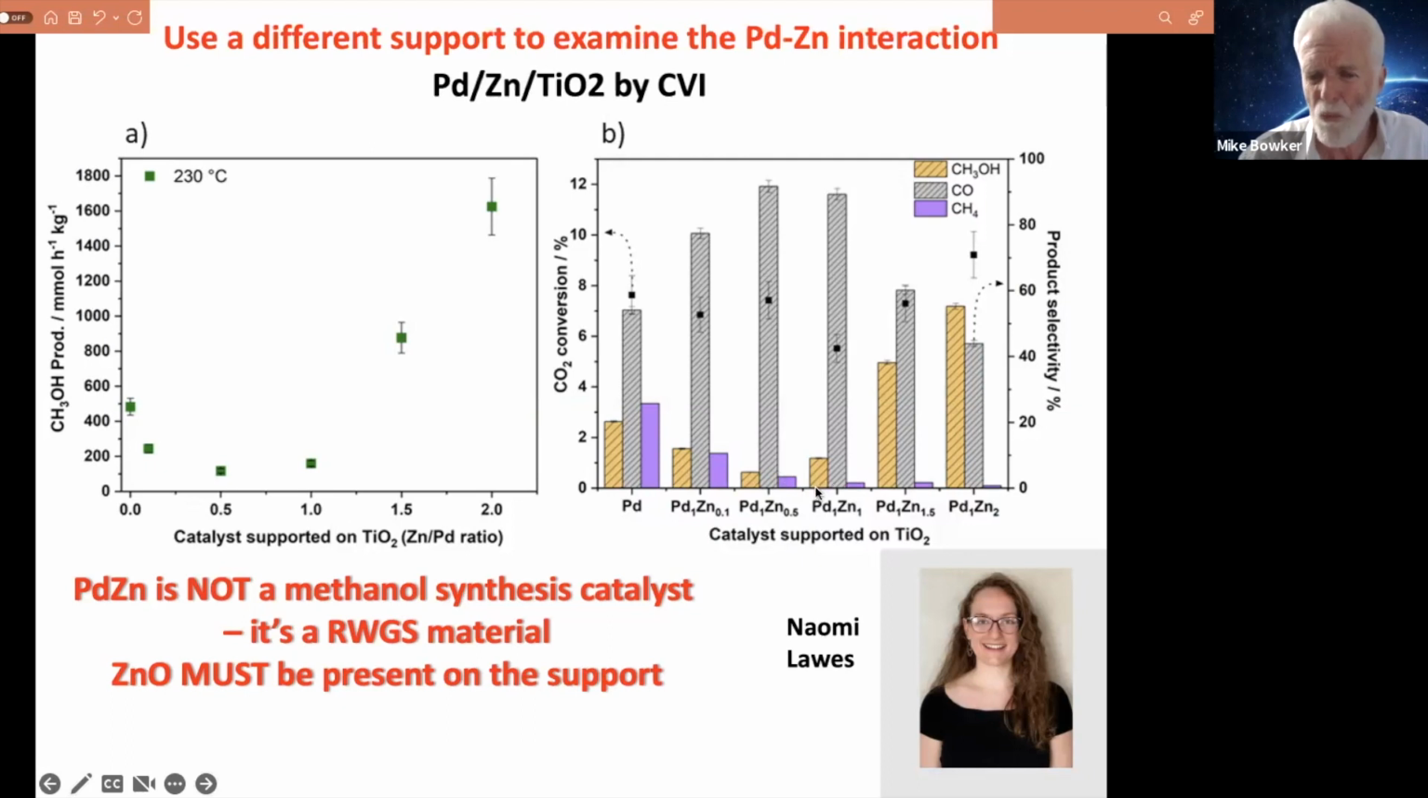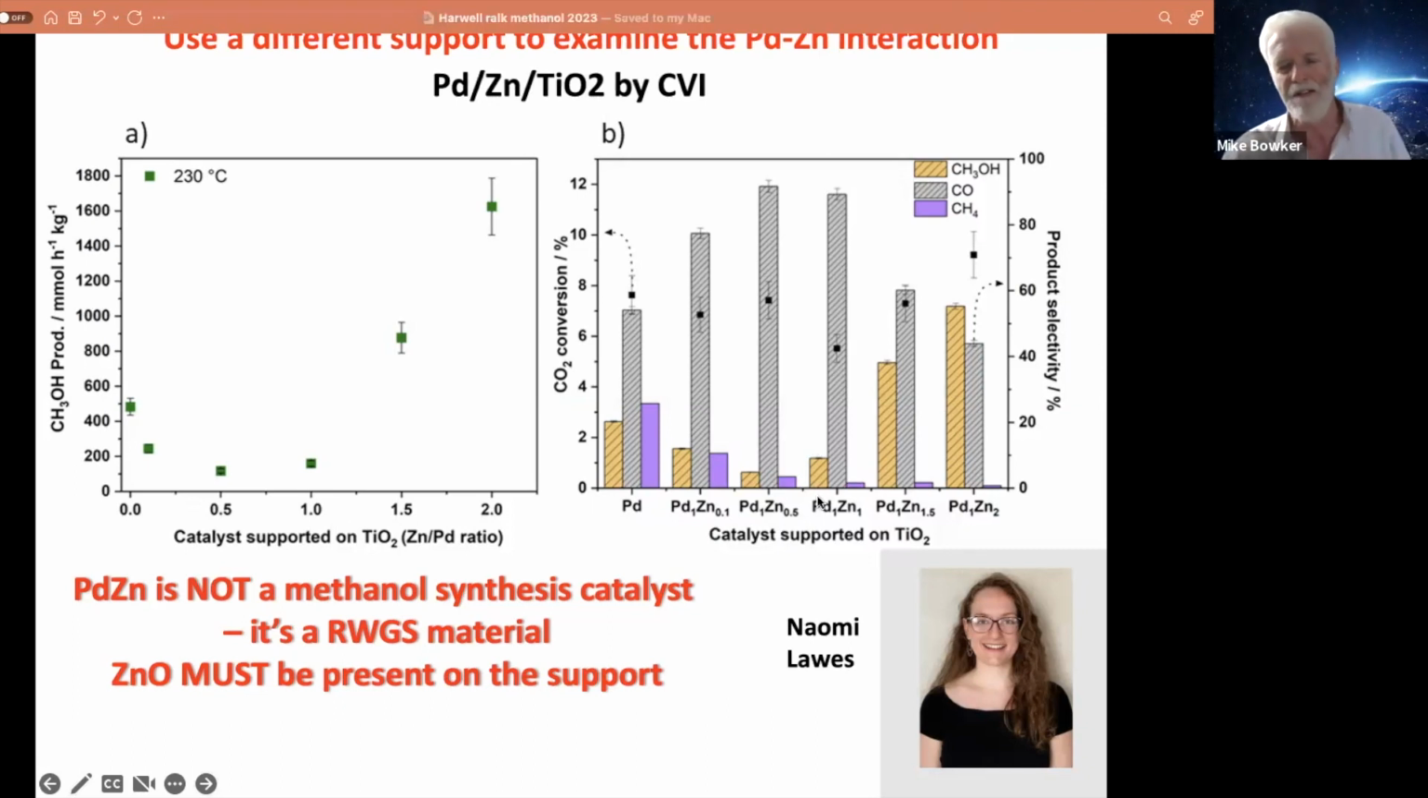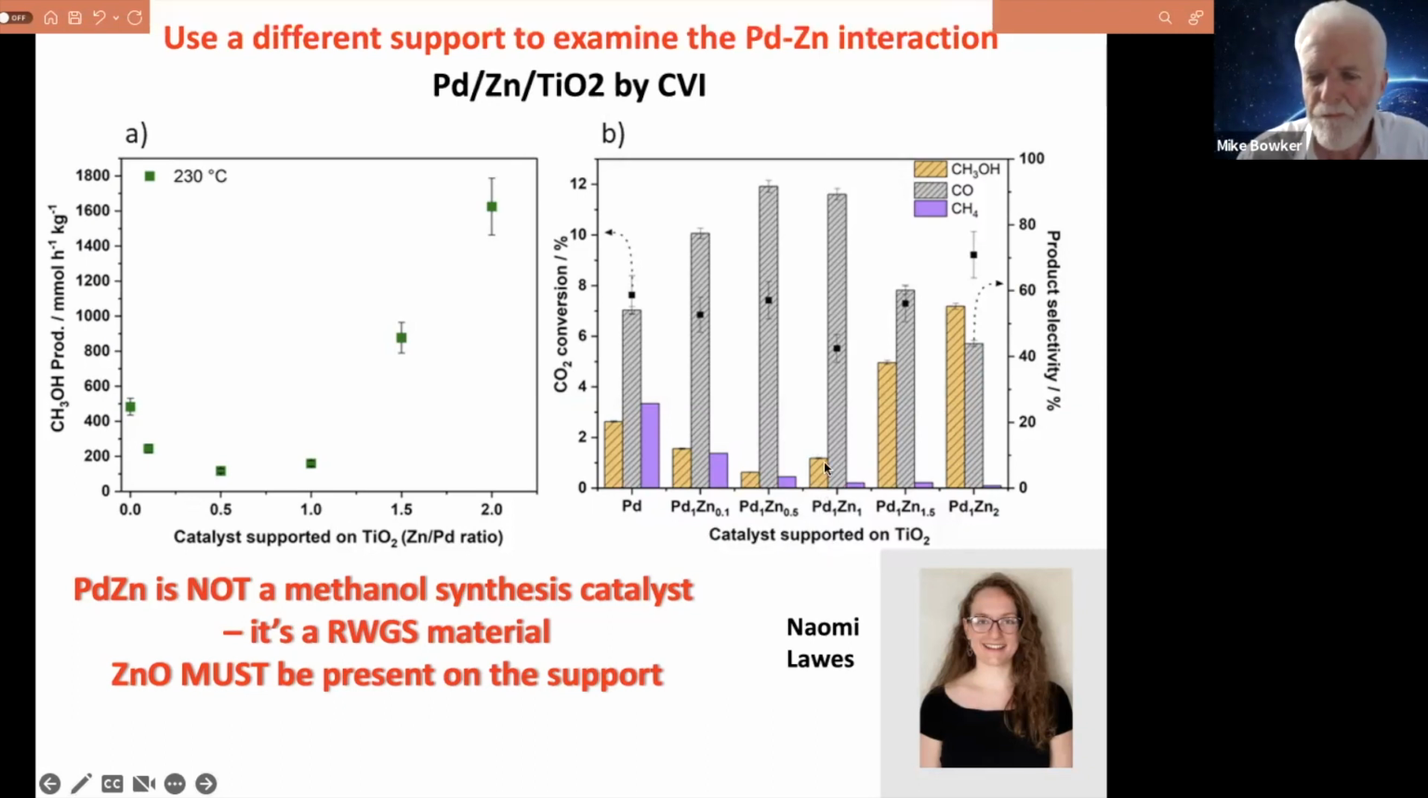And when we get to 1-to-1, that's stoichiometric, although there's probably plus or minus 10% on that stoichiometry, you can see that the methanol is still low, and we have a lot of CO. So these are very good reverse water gas shift catalysts. As we continue going up in zinc loading, the methanol goes up. We know that after 1-to-1 stoichiometry, we start to form zinc oxide on the surface of the titania. And so it's crucial to have zinc oxide around the palladium to have some methanol selectivity.